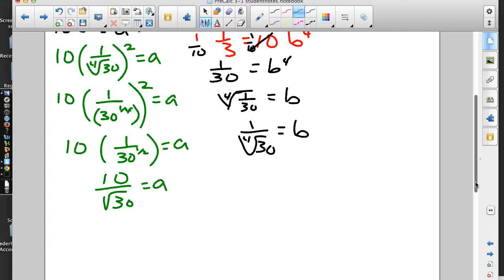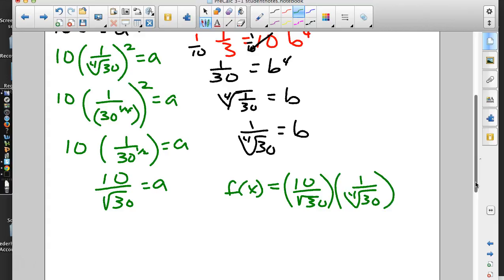So, did they give us a name for this function, or could we call it whatever we want? F of x. We'll stick with the f of x. Equals our wonderful 10 over the square root of 30 times 1 over the fourth root of 30 power. Yeah, it's ugly, but it's ours.